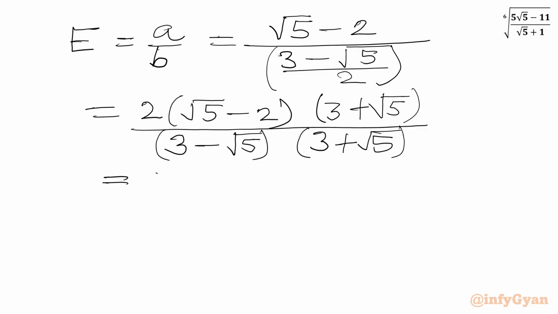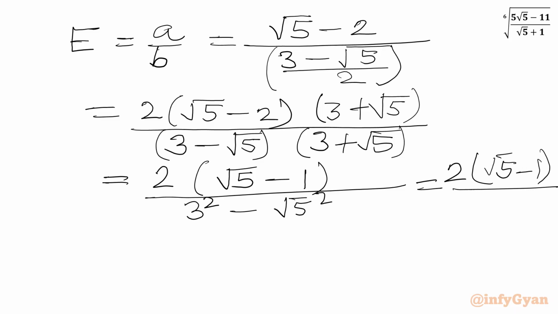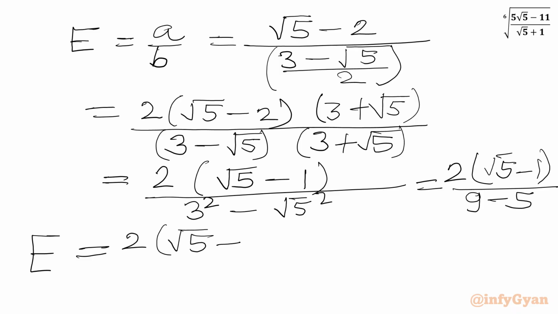Let's multiply both the brackets. In the numerator we will get 3 root 5 minus 2 root 5 root 5 minus 6 plus 5 minus 1. The denominator is having a plus b times a minus b form. So I can write 3 square minus root 5 square in the denominator. So numerator is 2 times root 5 minus 1 and denominator is 9 minus 5. So we can write expression E will be 2 times root 5 minus 1 over 4.